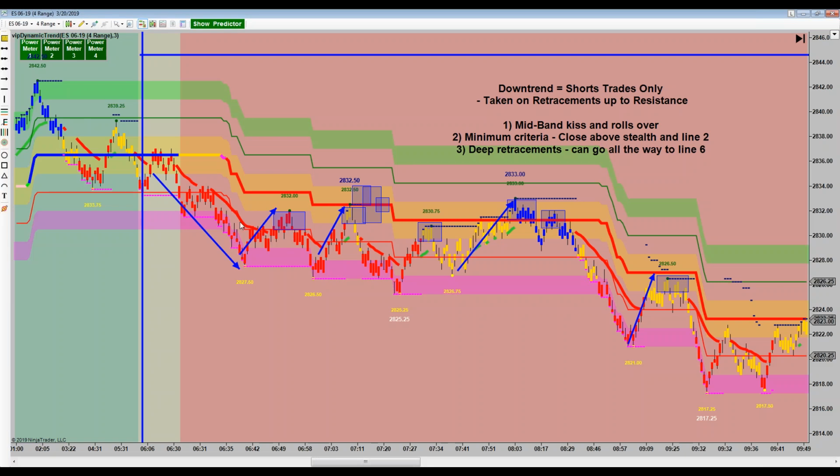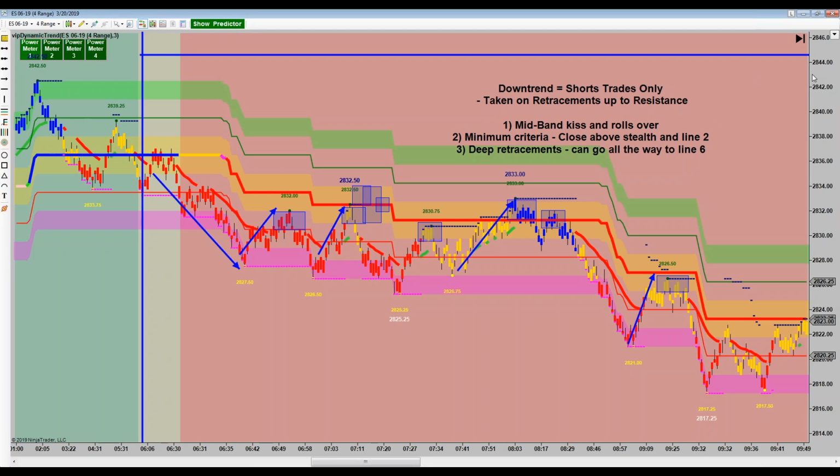Closed above the sneaky snake red stealth line, check mark 1. Closed above line 2 on band 2, check mark 2. We are in minimum criteria territory. That's a good short right there, right? So minimum criteria, midband, midband, midband, midband, also a midband.